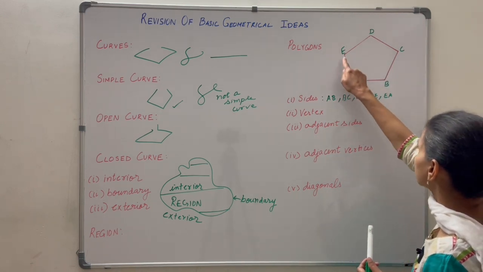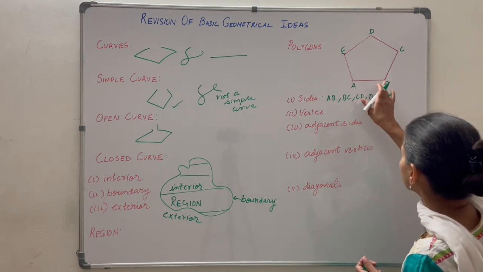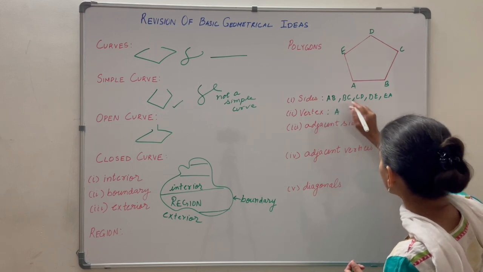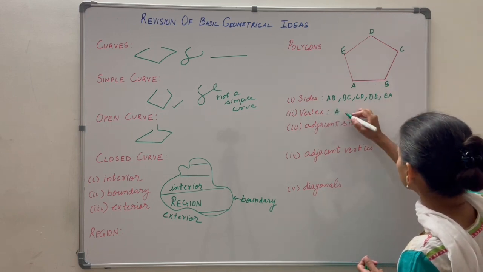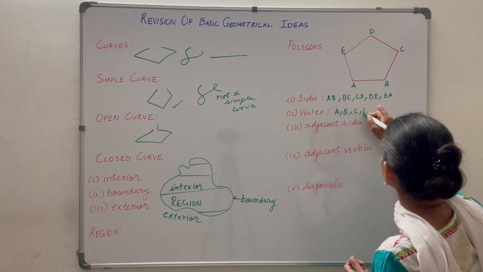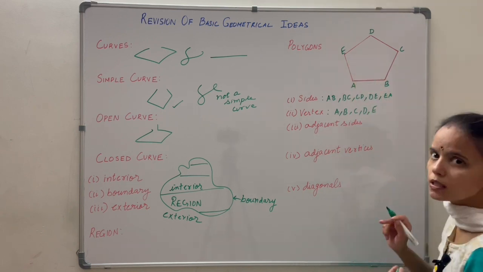The meeting point of the sides is called the vertex. AE and AB meet at the vertex A. AB and BC meet at the vertex B. So A, B, C, D and E are the vertices of this polygon.